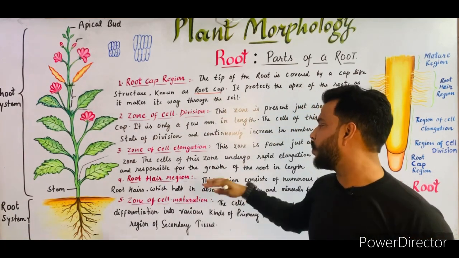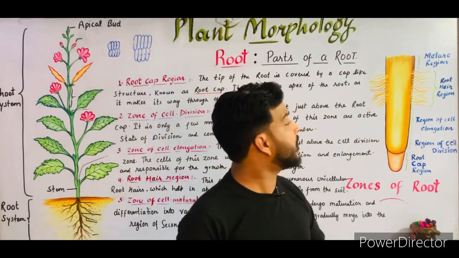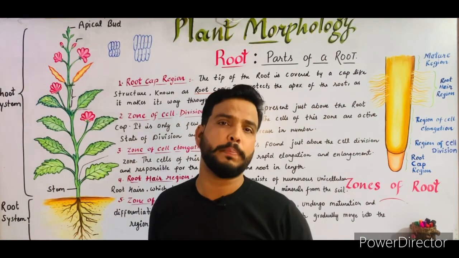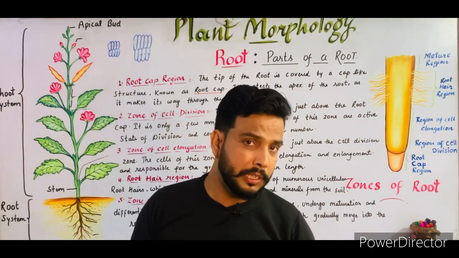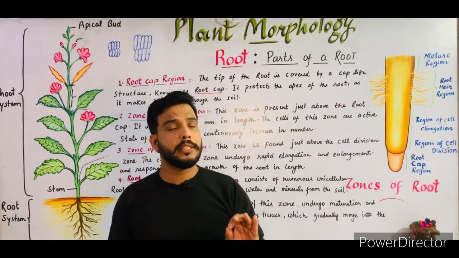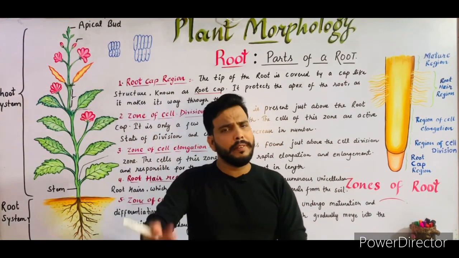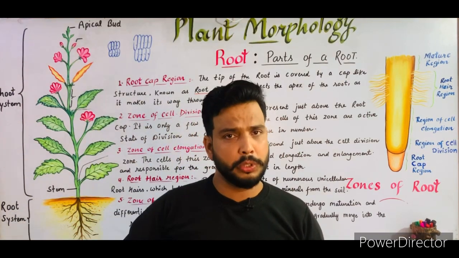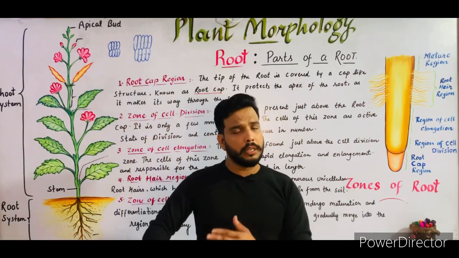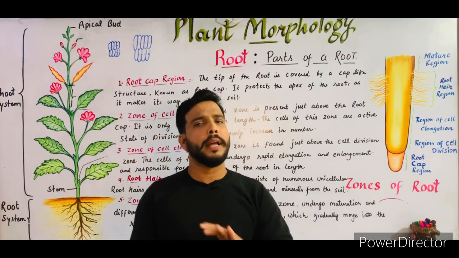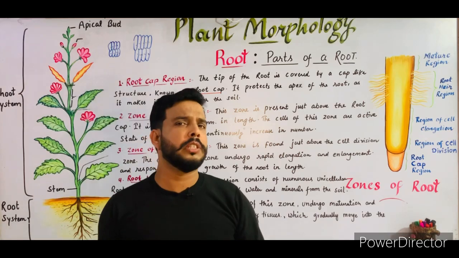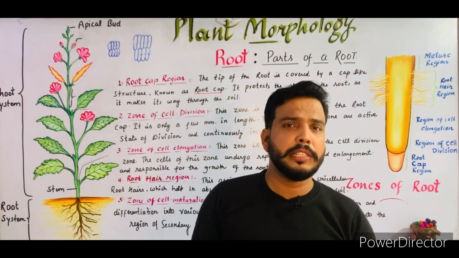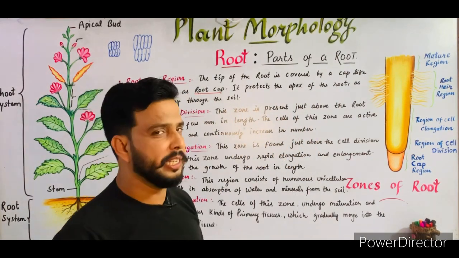Now the next region is the zone of cell maturation. Just above the root hair region, the maturation region of the root is present, in which mature cells are present, and after some time these cells develop into primary and secondary tissues and are differentiated into different kinds of tissues. About tissues, I will tell you in my later videos on plant anatomy. These tissues are epidermis, cortex, endodermis, pericycle. I will tell you these names in the plant morphology chapter.